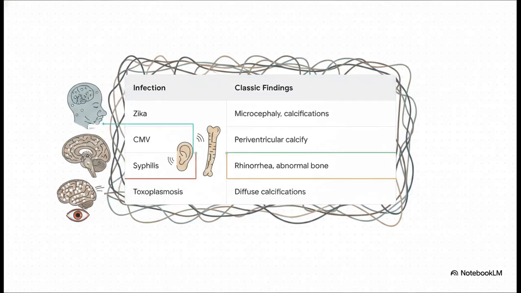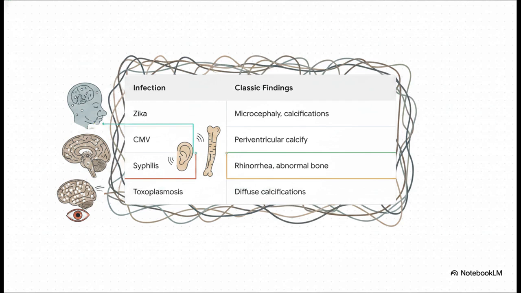Now, what's really interesting about this slide is how it anchors you to the exact clinical keywords you need to separate overlapping congenital infections on an exam. Zika, for example, presents with microcephaly and intracranial calcifications. But to separate cytomegalovirus from toxoplasmosis, you really have to look at the calcification pattern. CMV features periventricular calcifications, and it's the most common non-genetic cause of sensorineural hearing loss. Toxoplasmosis, on the other hand, presents with a classic triad: diffuse intracerebral calcifications, severe chorioretinitis, and hydrocephalus.